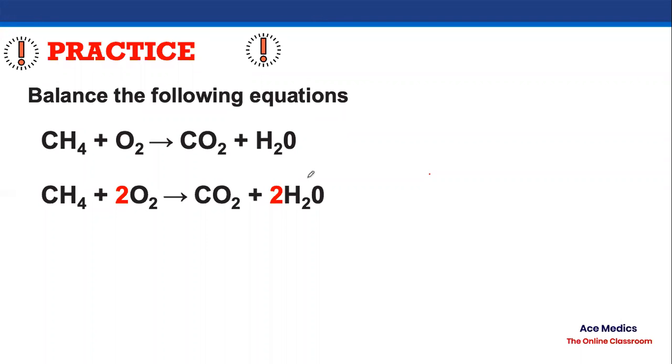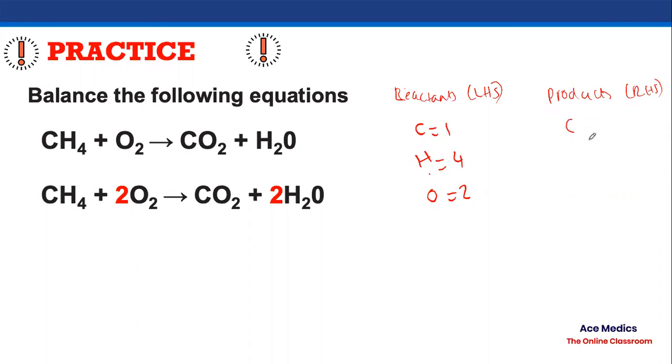Okay, so let's work this out then. We have the reactants, or what we said, the left-hand side, okay? And we have the products, which we've said is the right-hand side, okay? So first step is to write down all the elements that we have, all the different atoms, okay? So we have 1 carbon, 4 hydrogens, and 2 oxygens. On the product side, or the right-hand side, we have 1 carbon.